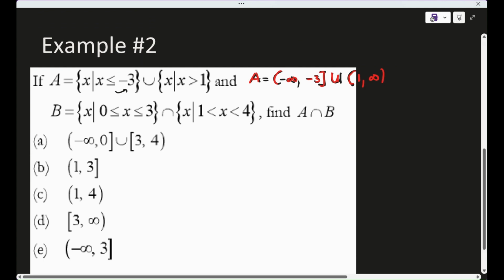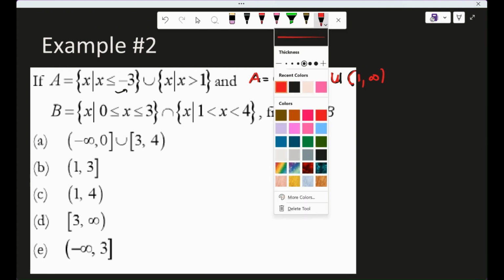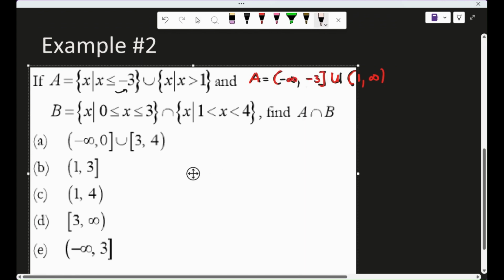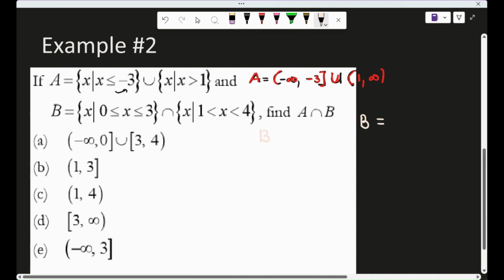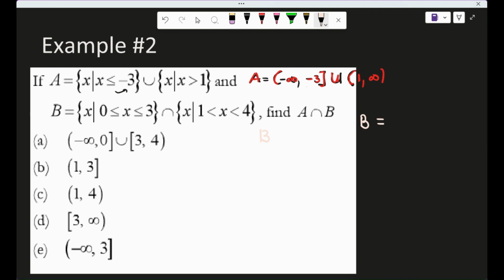If we look at B, B is also a union of two sets. So B is from 0 to 3, but both are closed now, 0, 3, intersection 1 to 4, but both open. So this is B, right? So what is the goal? We want to find A intersection B.